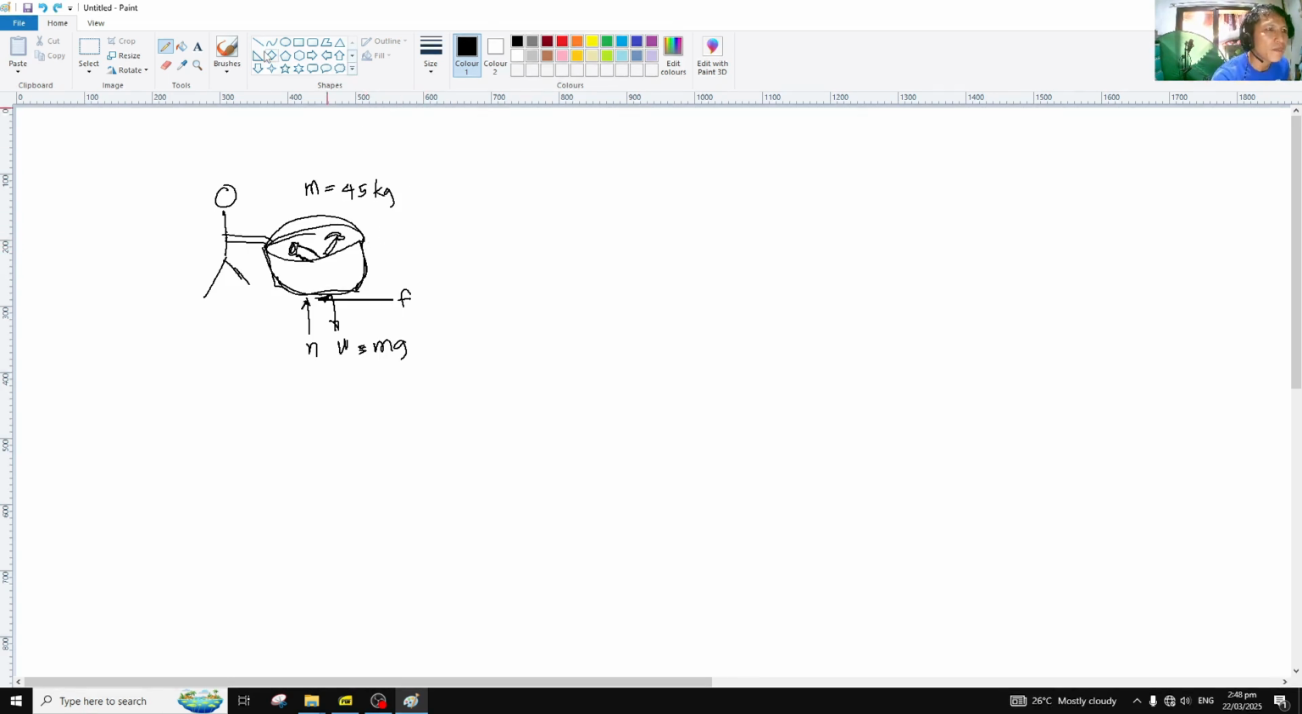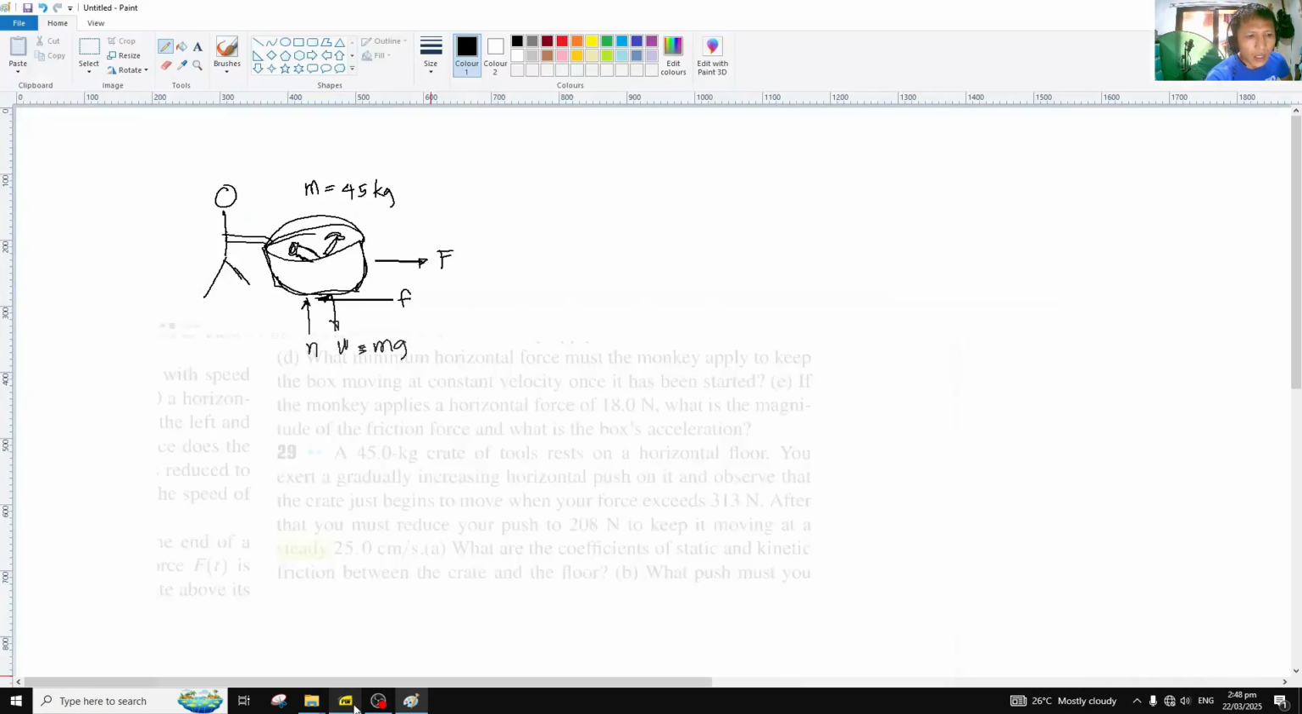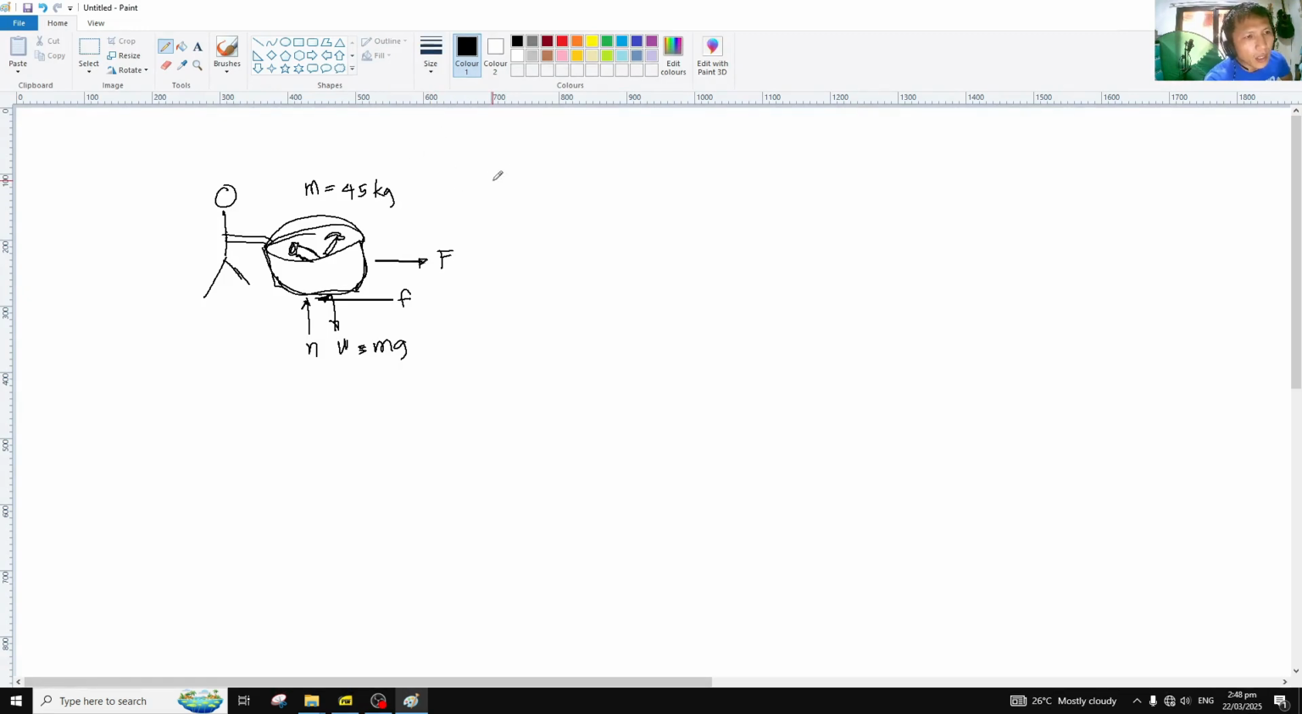So this F is actually what this man is doing, pushing that crate of tools. Then the question is, what are μ_s and μ_k? I think there would be two equations and two unknowns for this.